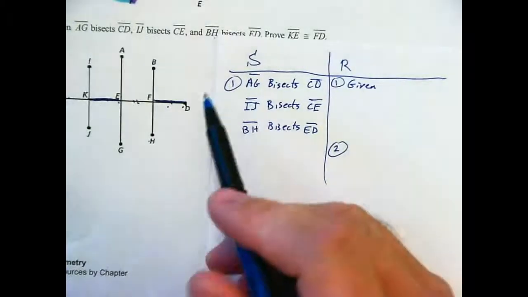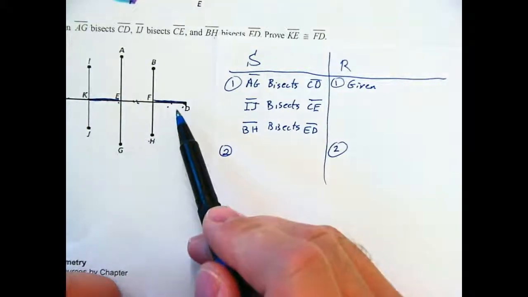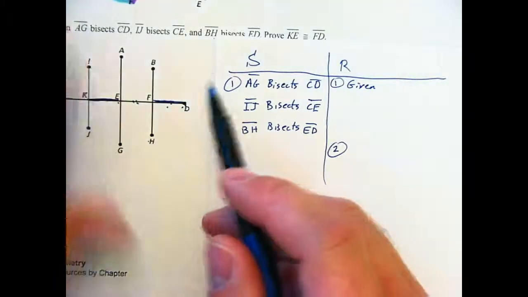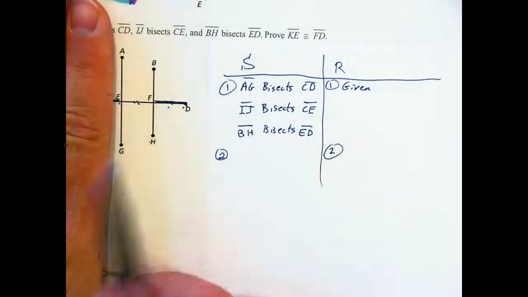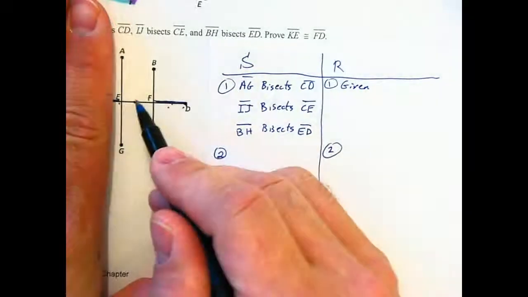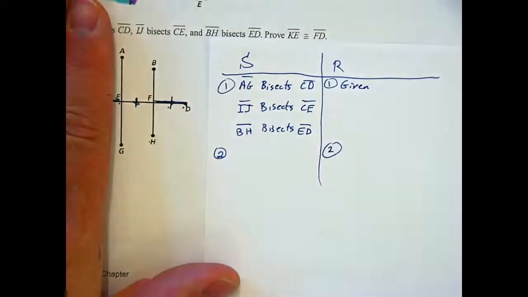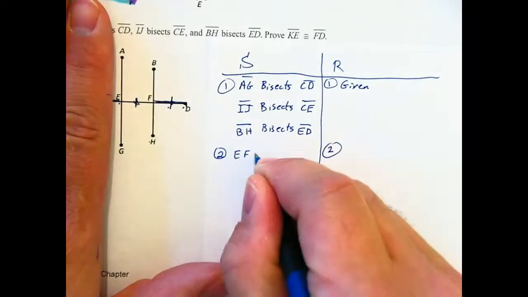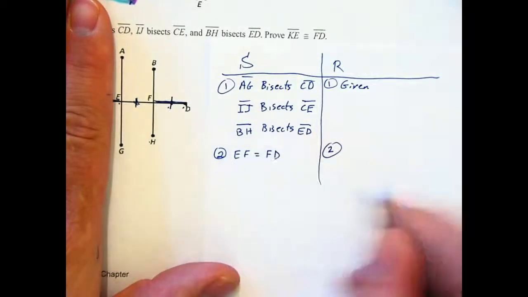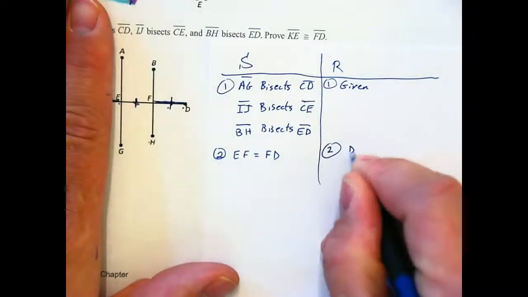Splits it exactly in half. So if BH bisects ED, it splits it exactly in half, which means if we just focus in on that piece, which 2 parts are congruent? This is congruent to that. So we've got to start keying in on those terms. So we know that EF is equal to FD based on, what's our reason? Definition of segment bisector.